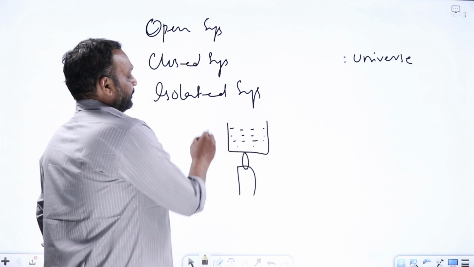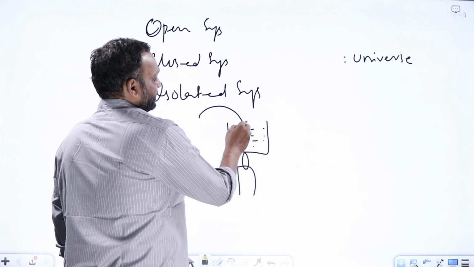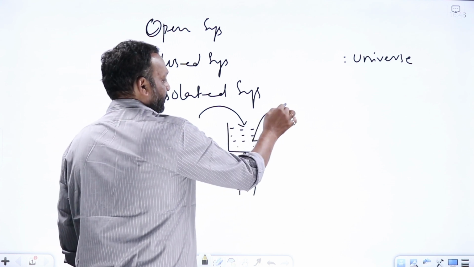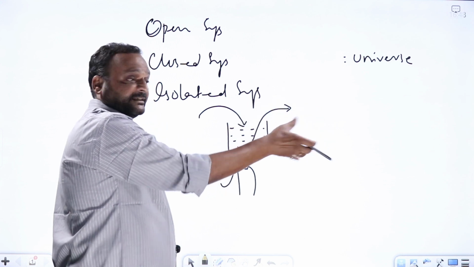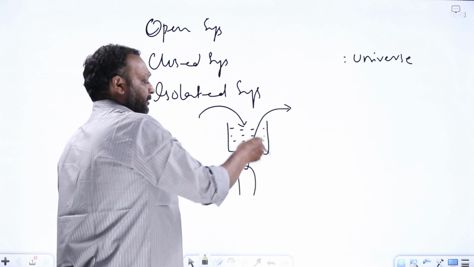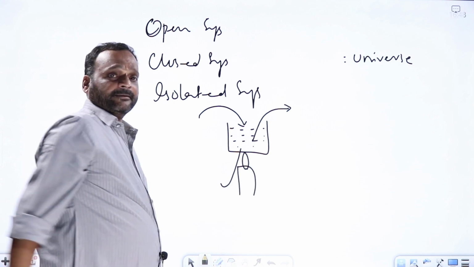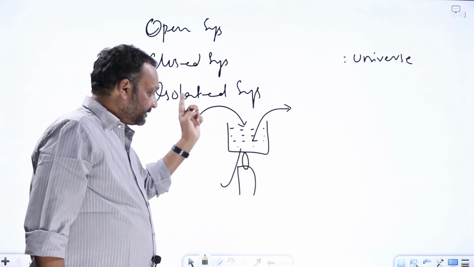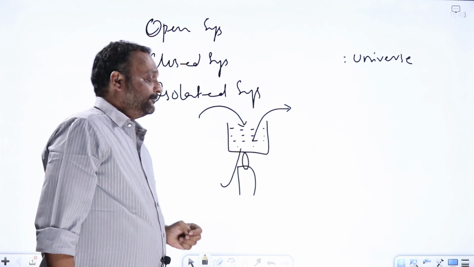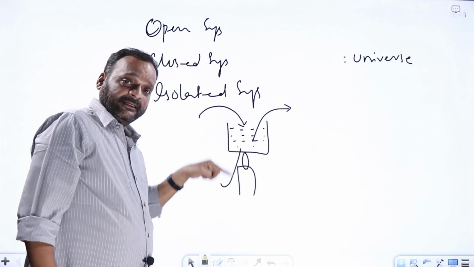Now if I wish, I can add some water to it, or take out some water from it, or give some heat energy to it, or put this entire vessel in a refrigerator and cool it down. Cooling it down means I'm taking heat from the water. I can add some matter to it or take out some matter. I can give some heat to it or take out some heat.